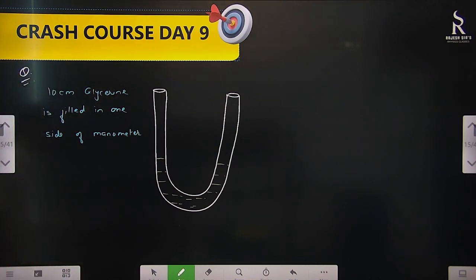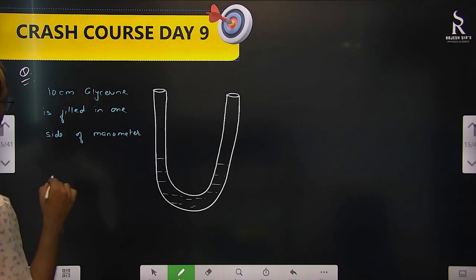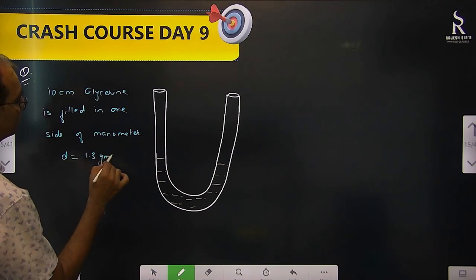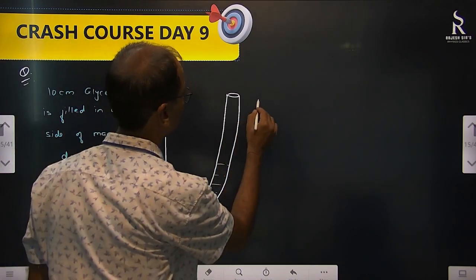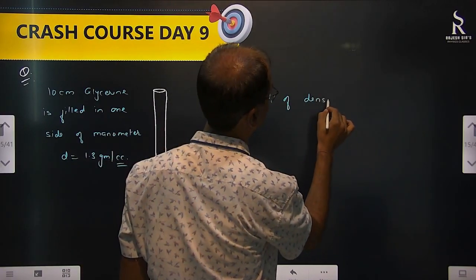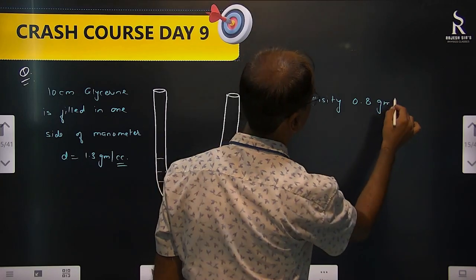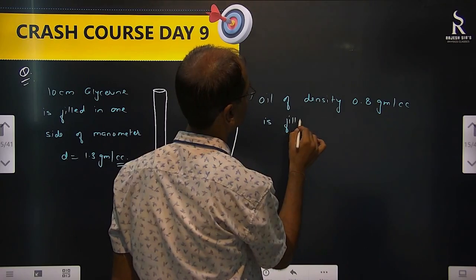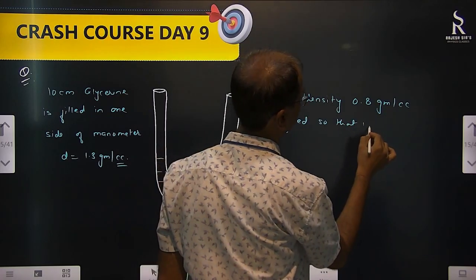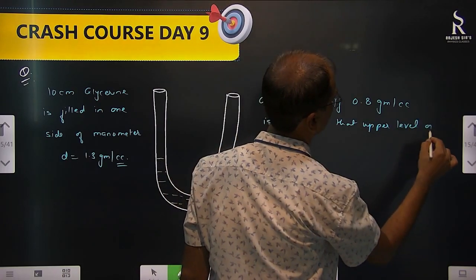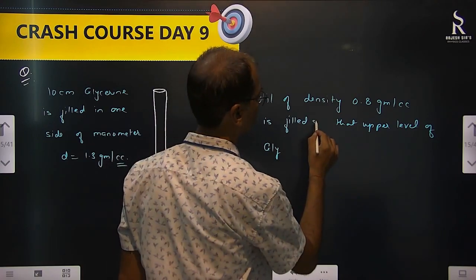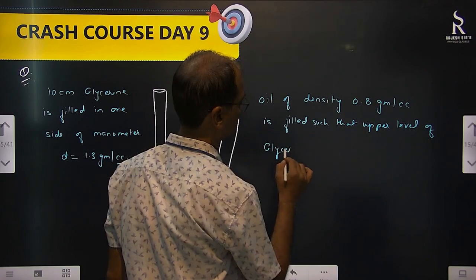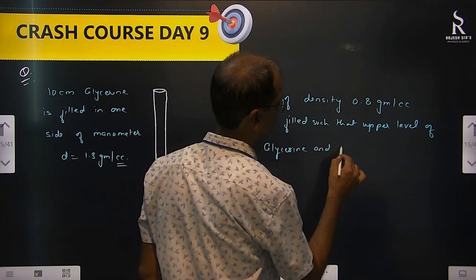Okay, 10 centimeter glycerin we are going to fill, and the density of glycerin is 1.3 gram per cc. On one side we have put the glycerin, and on the other side we are going to put oil of density 0.8 gram per cc, filled such that the upper levels of glycerin and oil are not the same.